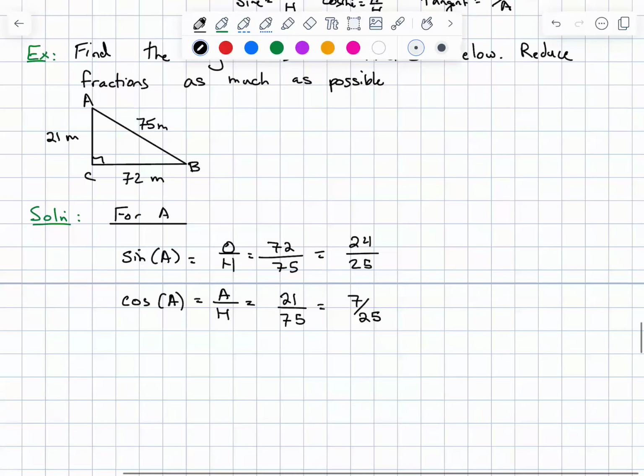Last one, tangent of A. That's going to be opposite over adjacent, SOHCAHTOA. So the opposite side for A is 72, divided by the adjacent side, which is 21. Once again, they have a common factor of 3. This is actually equal to 24 over 7.